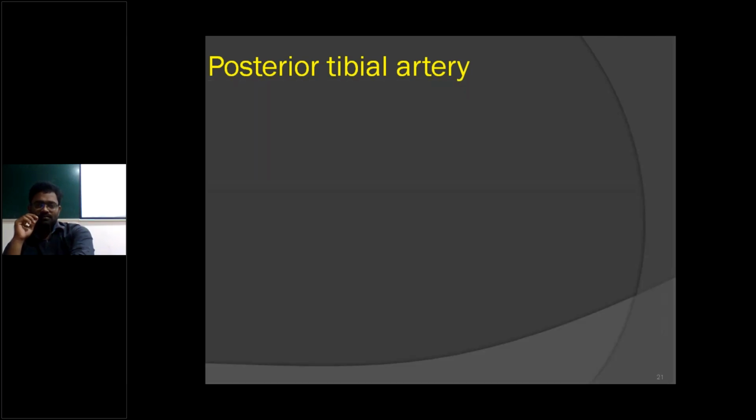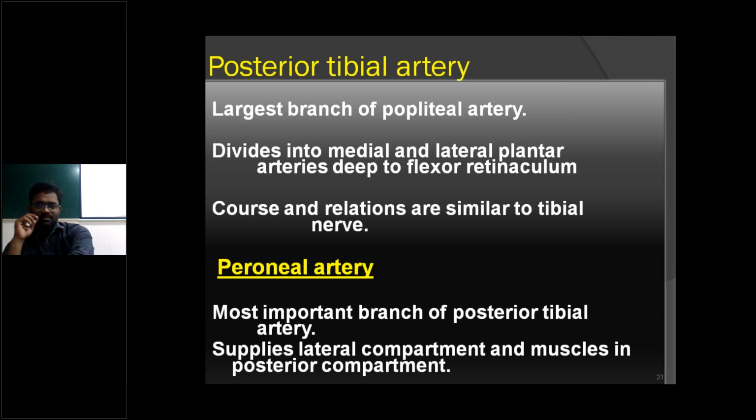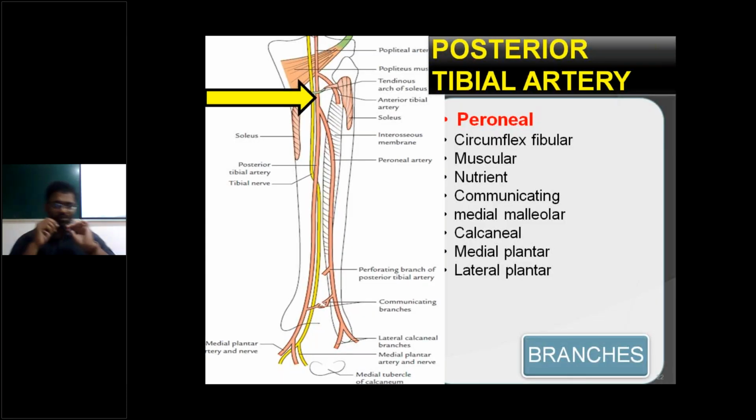Here, the course and relations of the posterior tibial artery. So what is the course of the posterior tibial artery? The posterior tibial artery arises from the popliteal artery, the larger terminal branch, in the popliteal fossa, just below the popliteus muscle, all of you know. The popliteal artery divides into anterior tibial and posterior tibial at the lower quarter of the popliteus muscle.